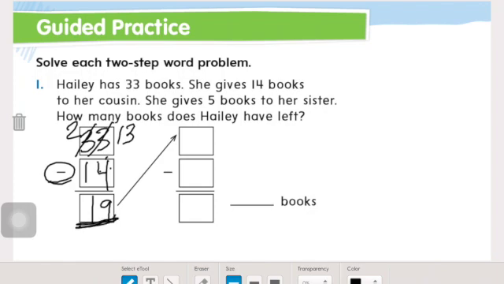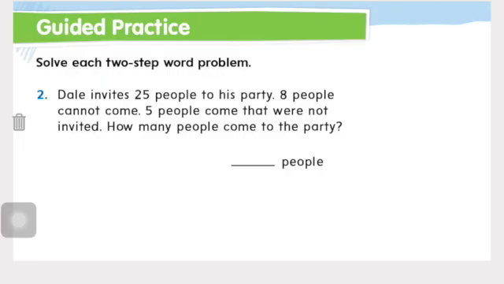Now, I have to take this answer, slide it up to the top of my next problem, because I'm not done yet. There's 2 steps. It says, then she gives 5 books to her sister. Again, she's giving them. She's not getting any. So we're going to subtract. 9 minus 5 is 4, and bring down the 1. She ends up with 14 books.